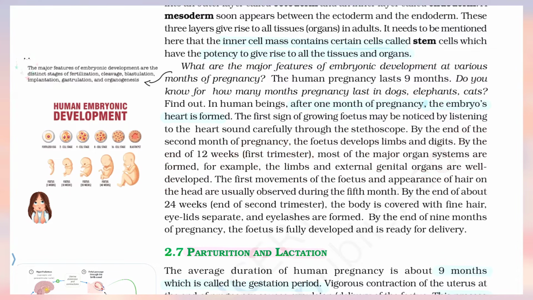The first movements of the fetus and appearance of hair on the head are usually observed during the 5th month. By the end of about 24 weeks, the end of the second trimester, the body is covered with fine hair, eyelids separate, and eyelashes are formed. By the end of 9 months of pregnancy, the fetus is fully developed and is ready for delivery.